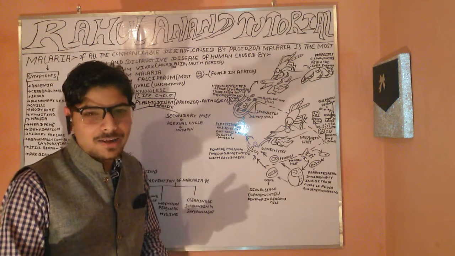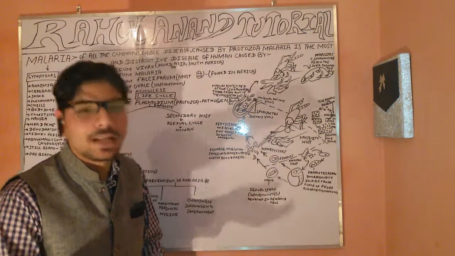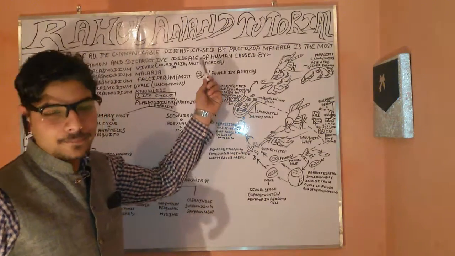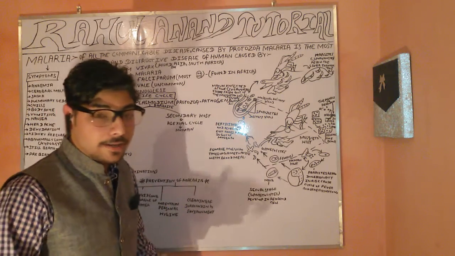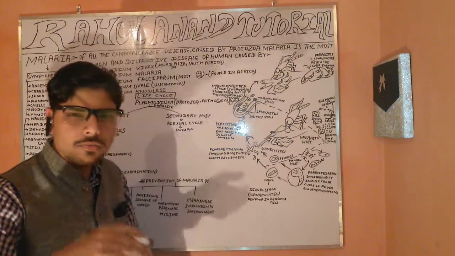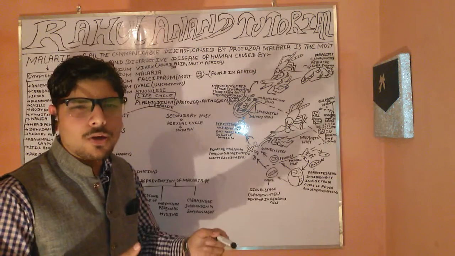In the third we are having Plasmodium falciparum. So what is actually Plasmodium falciparum? It is being found in the African regions such as South Africa. It is popularly known as the dangerous form of malaria.